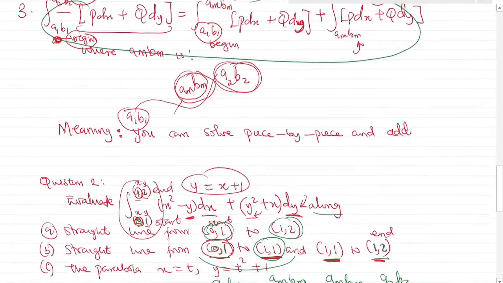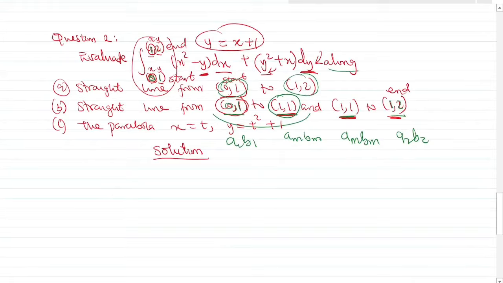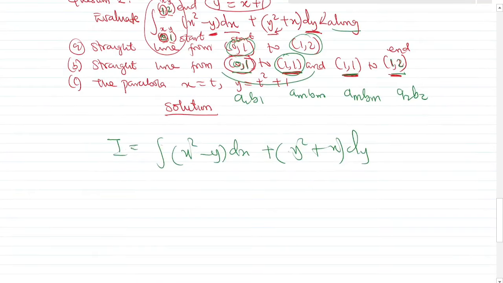Let's proceed. So what we want to do here is that for this parabola now, normally our equation is what? Our integral is x squared minus y, dx, plus y squared plus x dy. Now we've been given that x is t and y equal t squared plus 1. So we have been given x as a function of t and y also as a function of t.